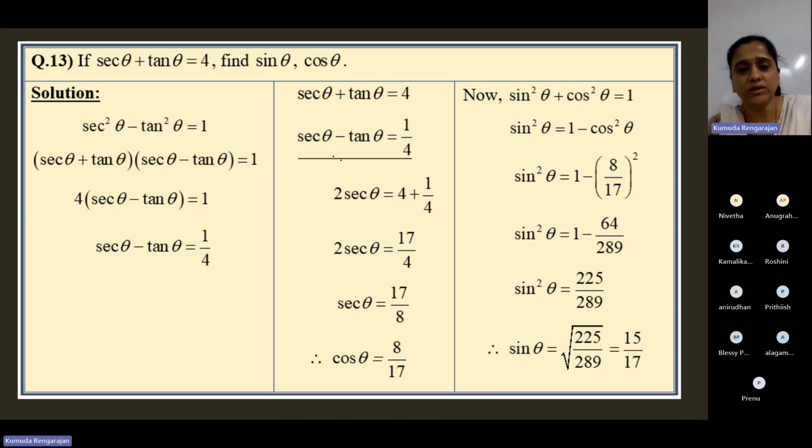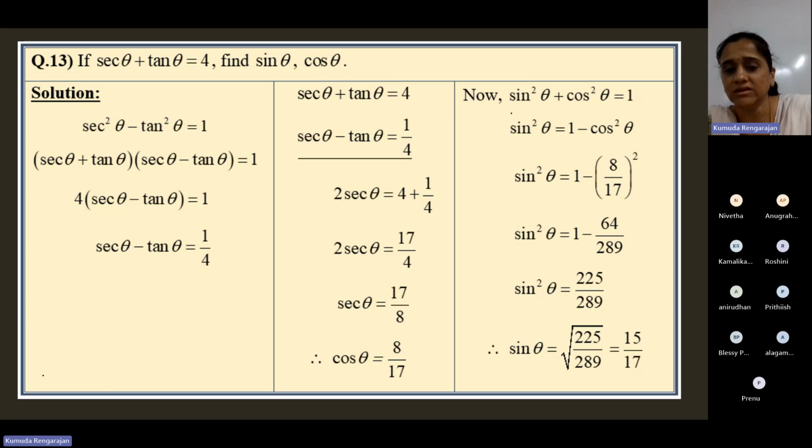So when you try to do that, plus tan theta minus tan theta gets cancelled. So 2 secant theta is equal to 17/4. So secant theta is 17, this 2 will come down here, no? So 2 into 4, 8. So cos theta is 8/17. So we got the value of cos theta. Correct? Now we'll have to find the value of sin theta.